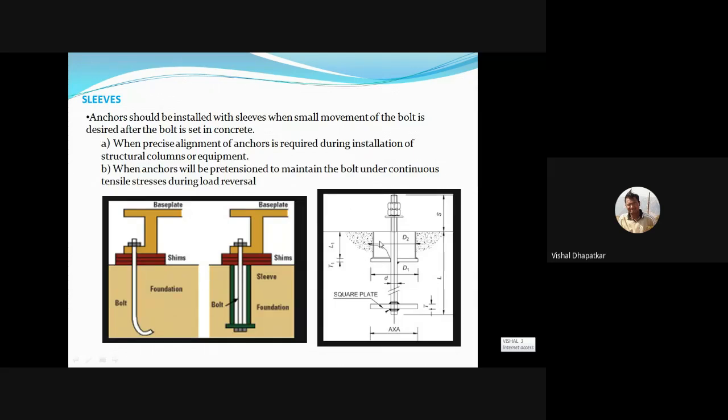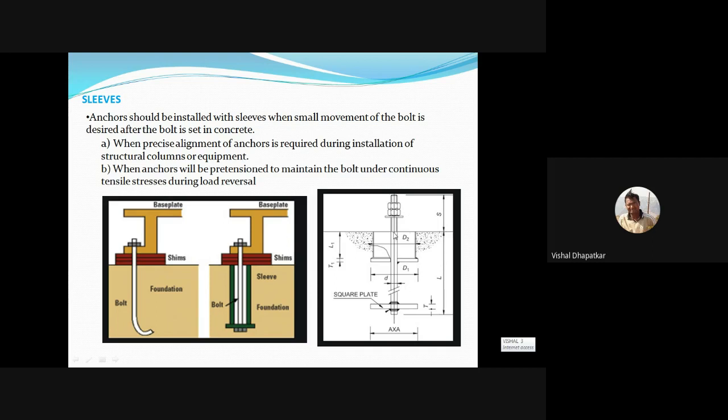So if you can see, these are the sleeves which are provided during the construction of pedestals. These are different types of sleeves for certain lengths of the anchors. So what are these sleeves meant for? When precise alignment of anchors is required during installation of a structural column or equipment, because the structural column or equipment comes with the base plate welded to it, right?